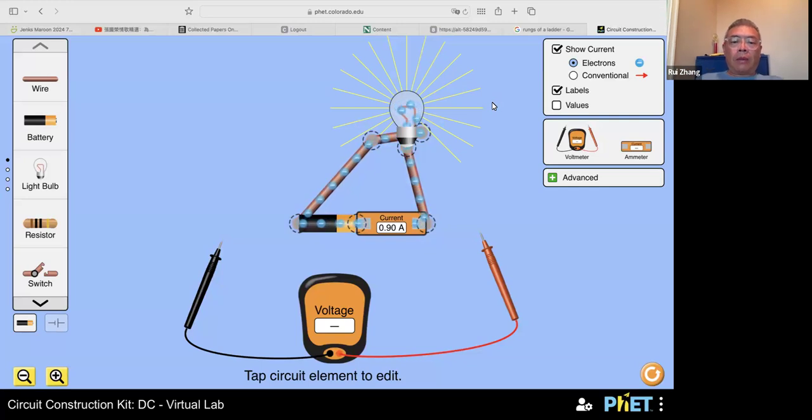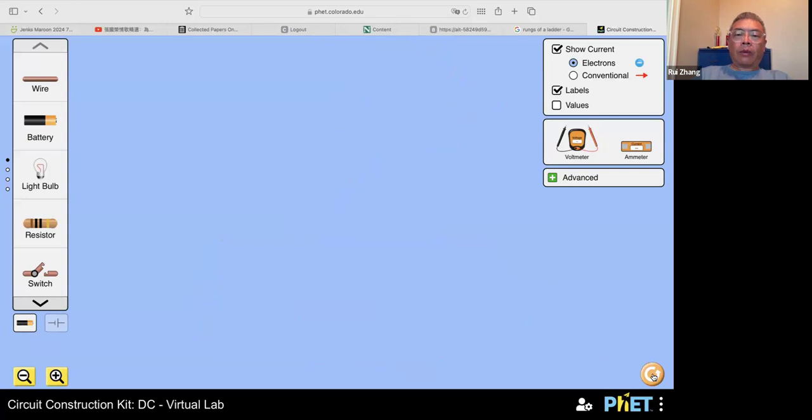Today, I'm going to talk about the experiment you need to do for electric circuits. This is the simulation website. Let's start from the beginning. There are a couple of things I want to explain. First of all, how do you connect a circuit in series?